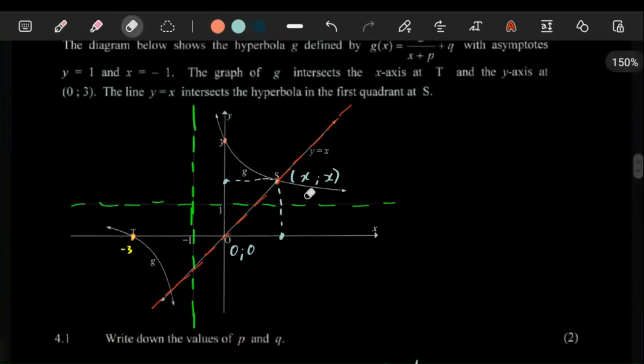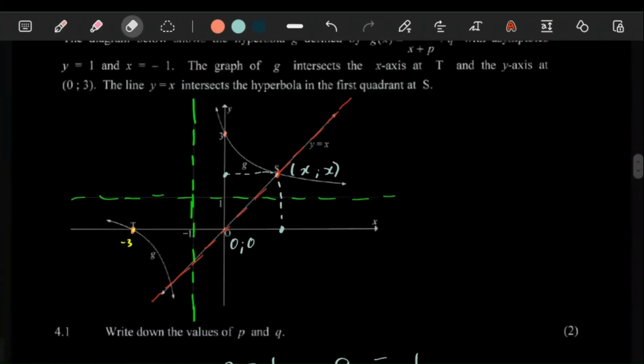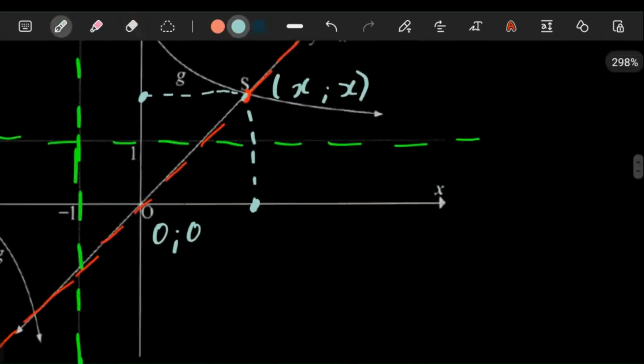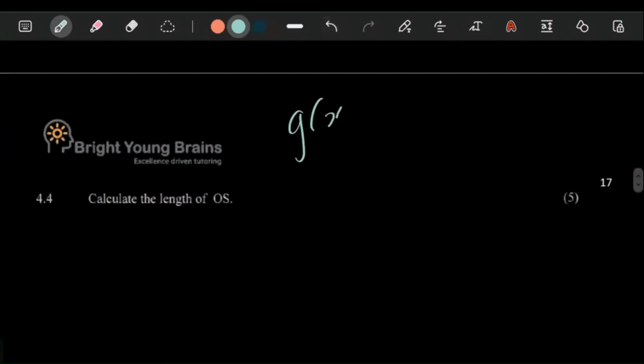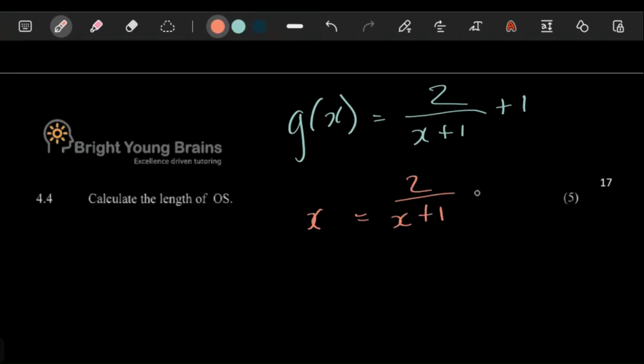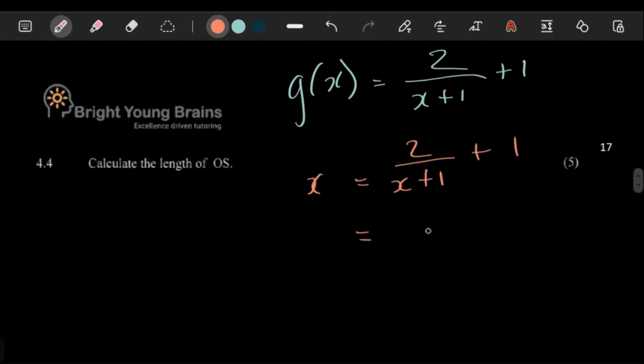If you're going to get the length of OS, as they asked, let's just get the coordinate of S first. Once you have it, you can use the distance formula, or even just Pythagoras, to get OS. So let us do that. The graph of g of x has the equation 2 over x plus 1. Where y is, we're going to drop x, and where x is, we're going to drop x, because the coordinate has the same number for x and y.